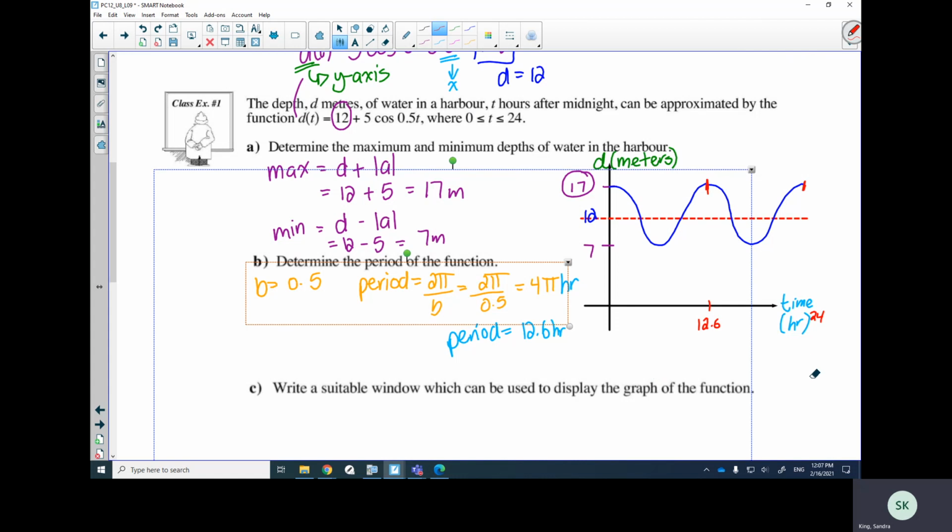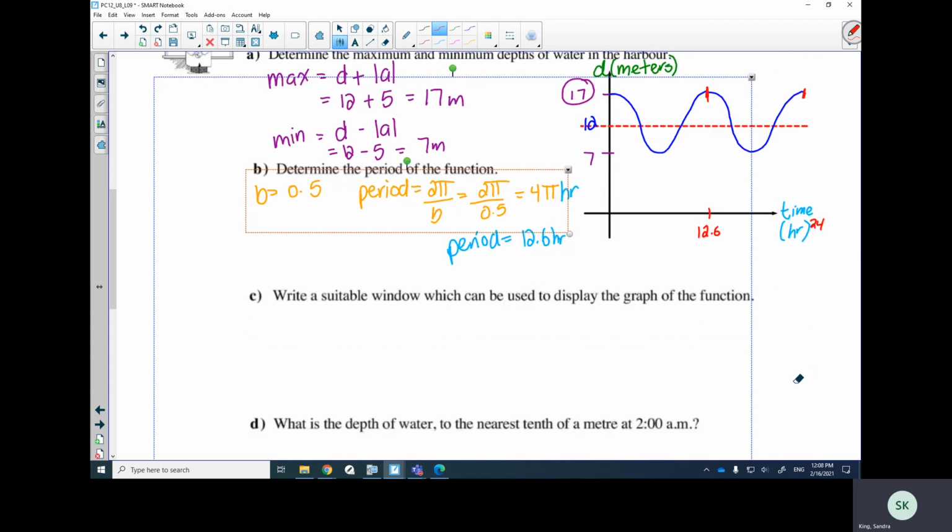Okay. Write a suitable window that could be used to display the graphical function. So normally we would start this and we'd say perfect diploma question. And even though this is a good diploma question, your answers could vary. So they've got acceptable answers. So let's do our y-axis first. So our y-axis is the depth.